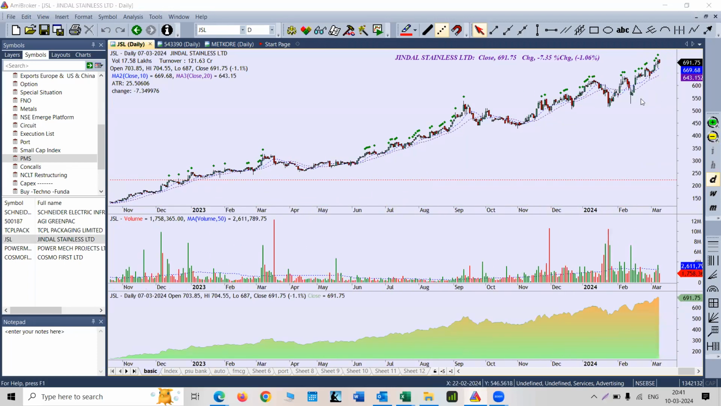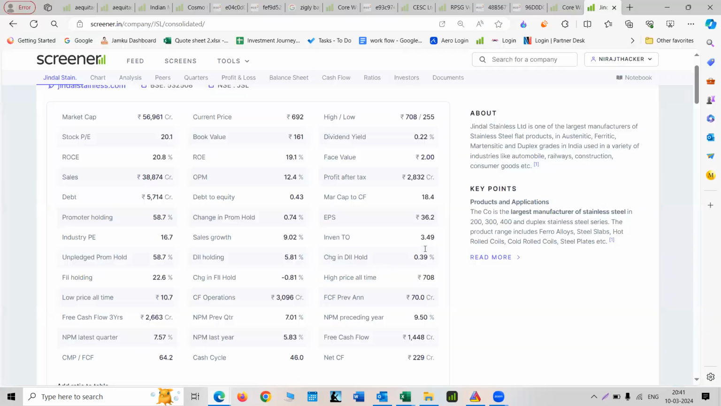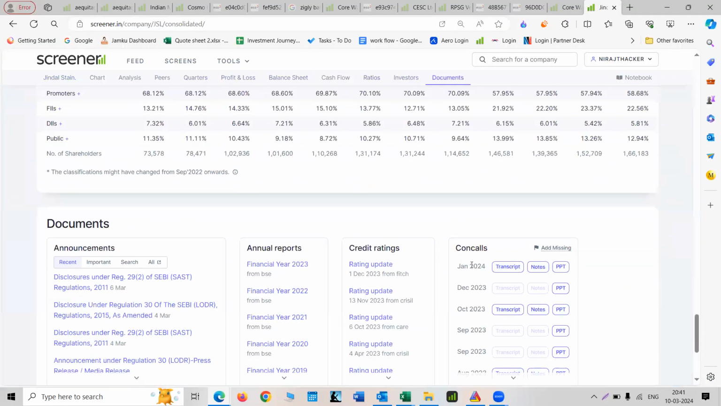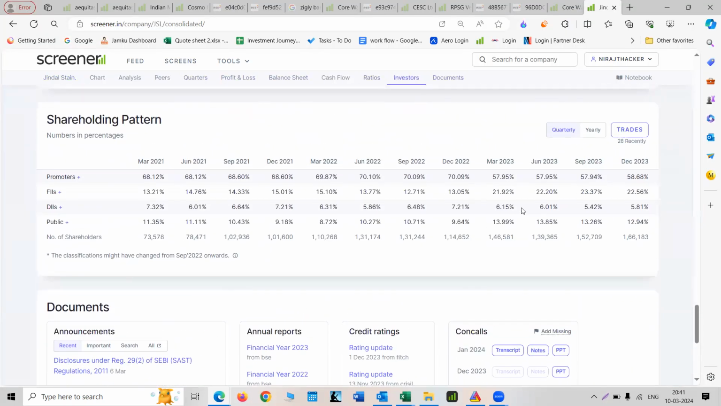But now the trick is, if you see, promoters have started buying. Even at the current level, the promoter has increased the stake, correct? So you can see a 1% to 1.7% increase, correct? But the wait can be long, right, Neeraj? The wait will be long. That's what I'm telling. Now see, the promoter has increased the stake, correct?